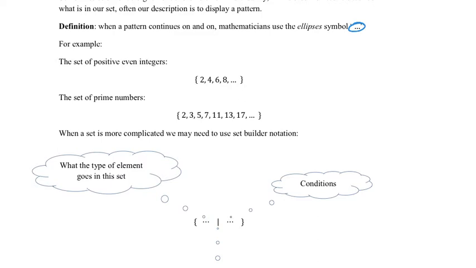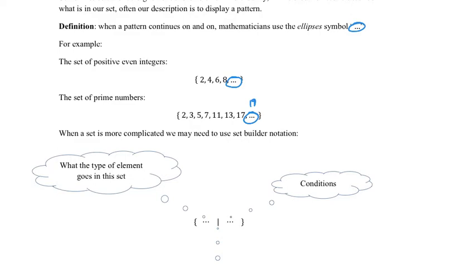So even integers, this set would go on and on and on, meaning that 10 is also in the set. It's not listed, but it's there. And 12 is also there, and so on and so on and so on. All the positive even integers. And we could even say the set of prime numbers. So 2, 3, 5, all the way up to 17. The next one that would come along in this list would be 19. It's a prime number. It's not listed. All the prime numbers are there. We just write ... to represent that idea.